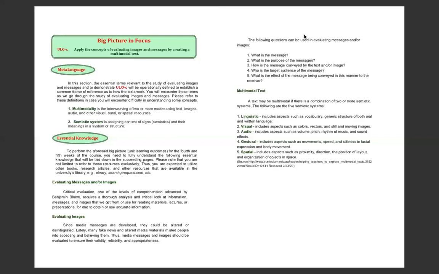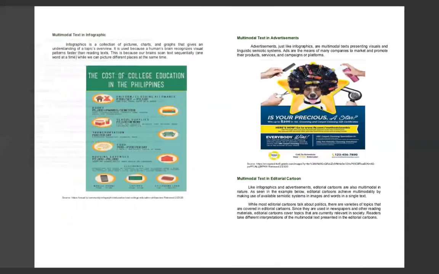Gestural includes aspects such as movements, gestures, speed and stillness in facial expression and body movement. And lastly, spatial includes aspects such as proximity, direction, the position of layout, and organization of objects in space. So these are the 5 semiotic systems, and if there is a combination of 2 or more of these semiotic systems, we call the text multimodal. I hope that is clear.